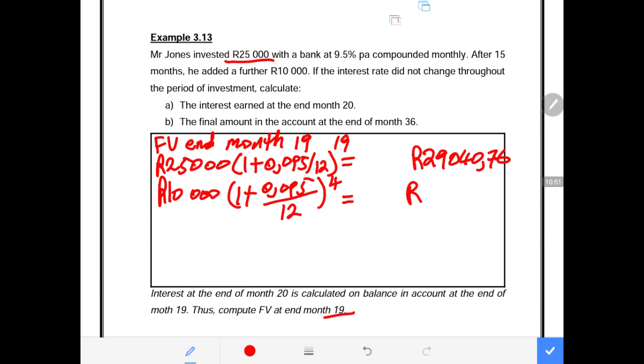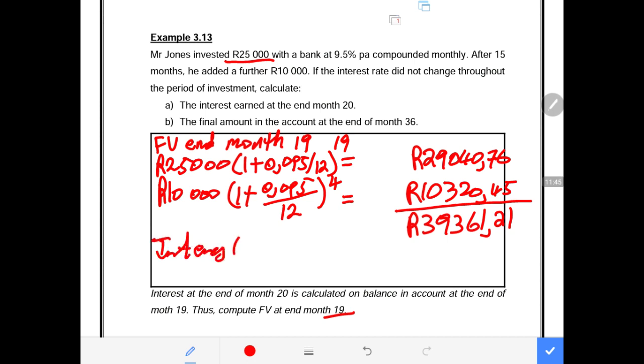Then we say 10,000 rands, open brackets, 1 plus 0.095 divide by 12, close brackets, to the power of 4. It doesn't matter how you write the power, depending on which calculator you are using. That gives 10,320 rand 45 cents. So now this will be the future value of our second investment, plus 29,040.76. So now this gives us a total future value of 39,361 rand 21 cents. So this is the future value of this investment.